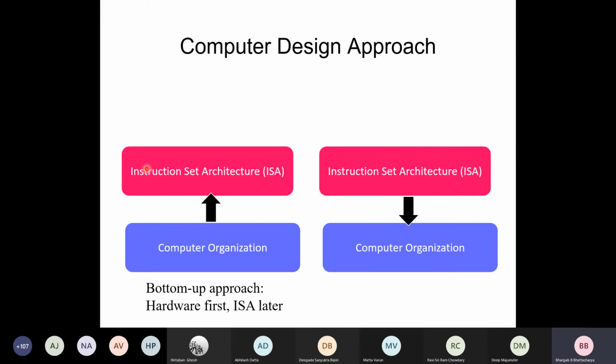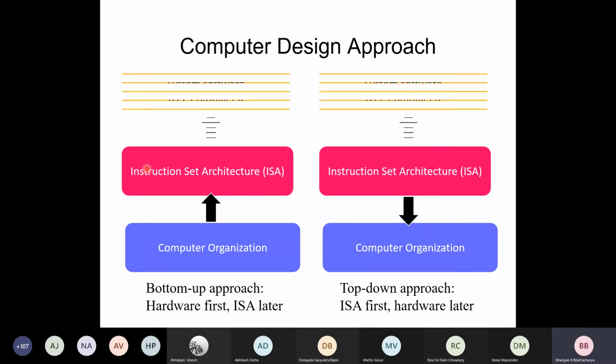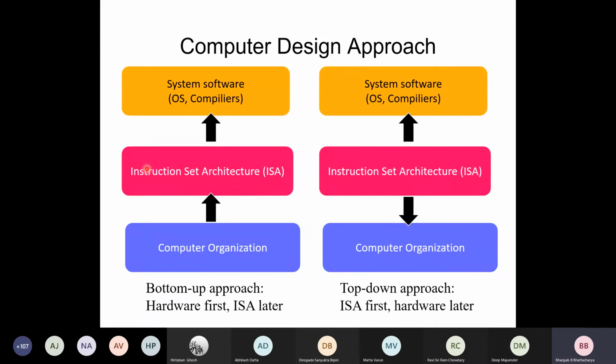That means what is expected from the architectural point of view. I mean, what kind of instruction set or power of instructions is required by today's software engineers. So that's why you start from instruction set architecture and then design the computer organization below it. So this is called the top-down approach. ISA first, hardware later. And once the instruction set architecture is done, then you can keep on developing system software, OS, compilers, and so on. So the modern approach is to start from instruction set architecture.